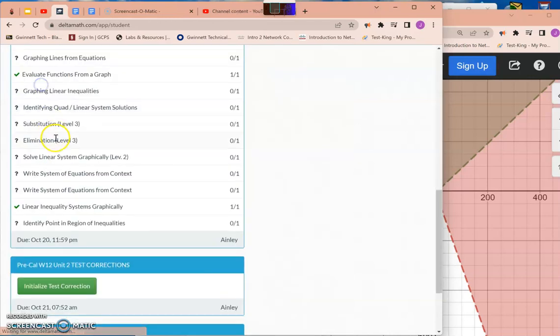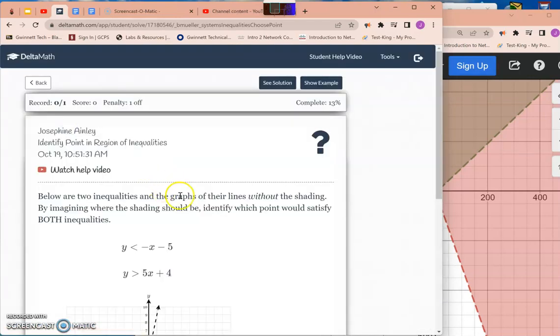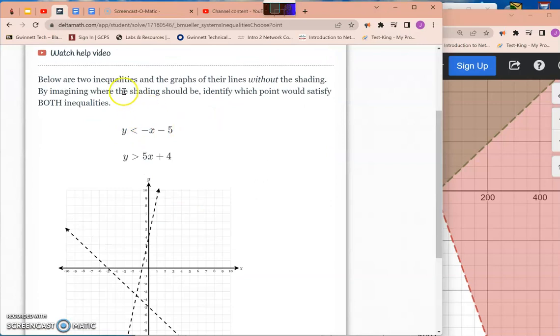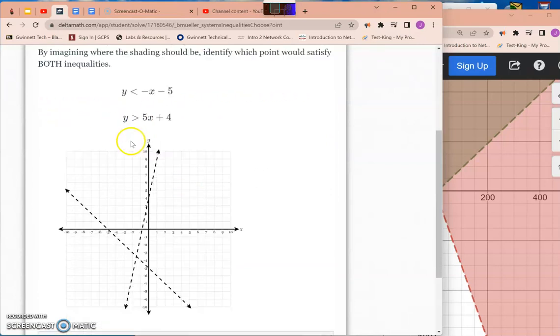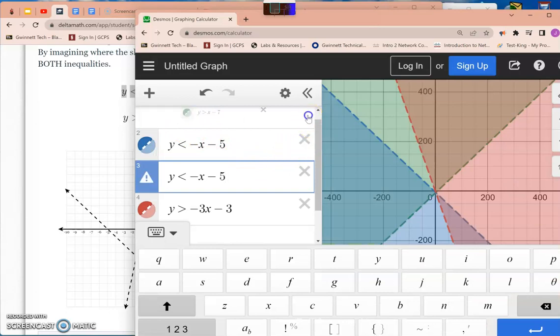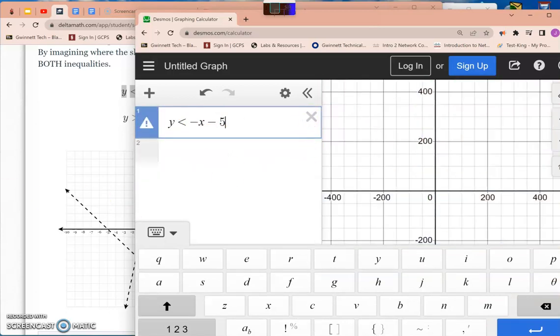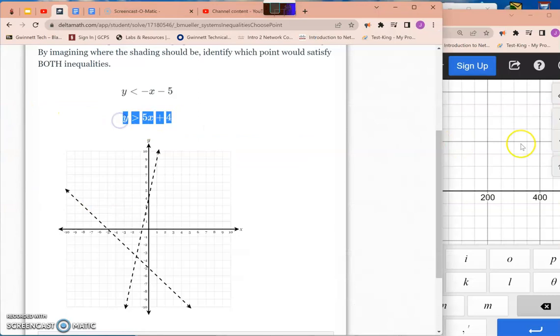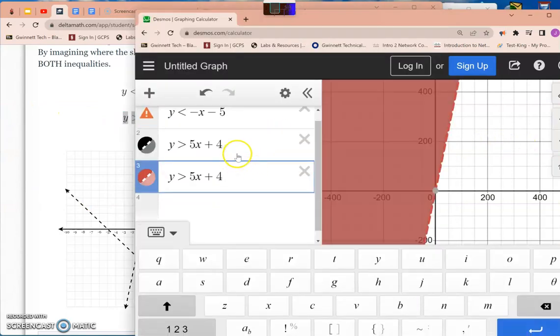All right, and then I think one last problem. Identify the point in the region. Imagine where the shade would be. Identify the point that would satisfy both inequalities. So we're just going to put it in so we can see what the shading is. So this one's just the shaded. So copy the question in. Control C. Control V.